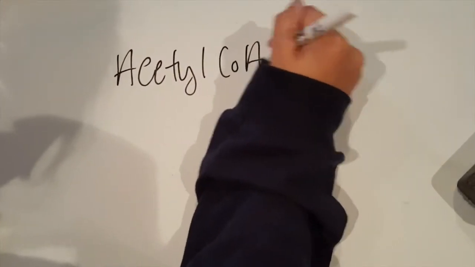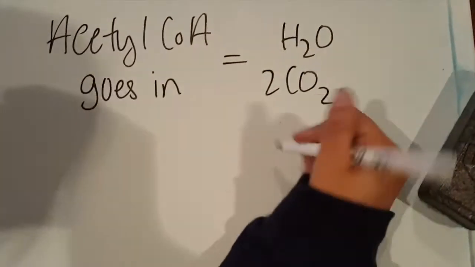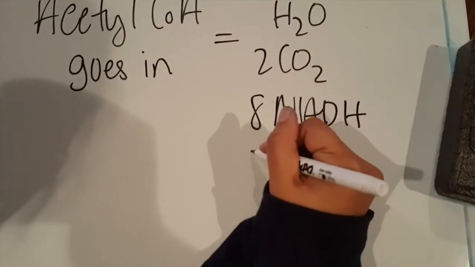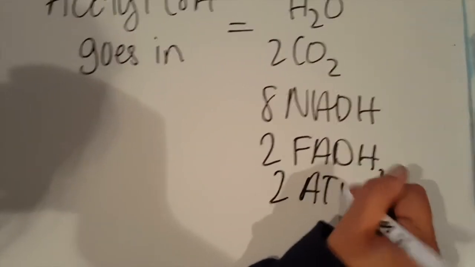Overall, the acetyl-CoA goes in and produces 1 H2O molecule, 2 carbon dioxide molecules, 8 NADH molecules, 2 FADH2 molecules, and 2 ATPs.